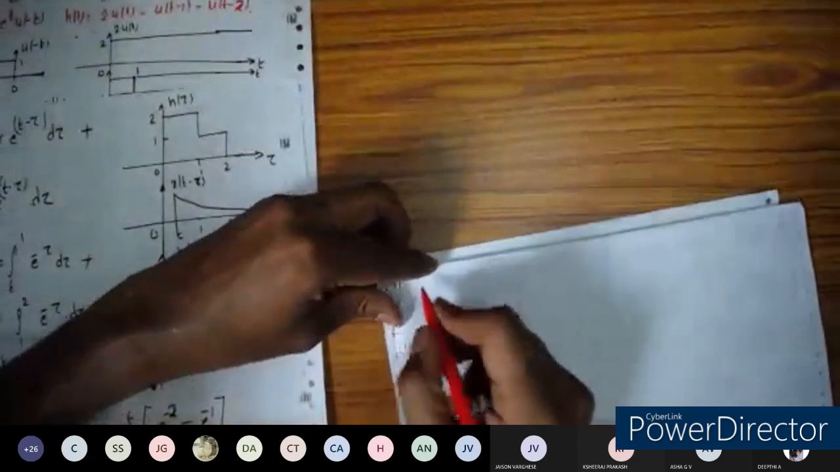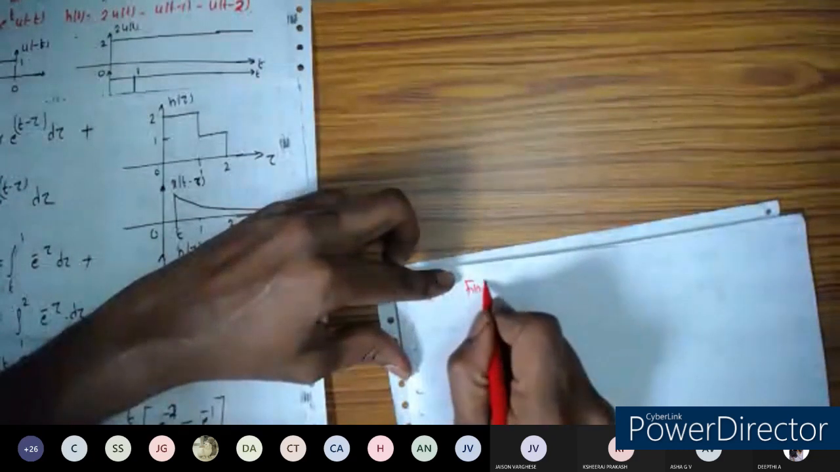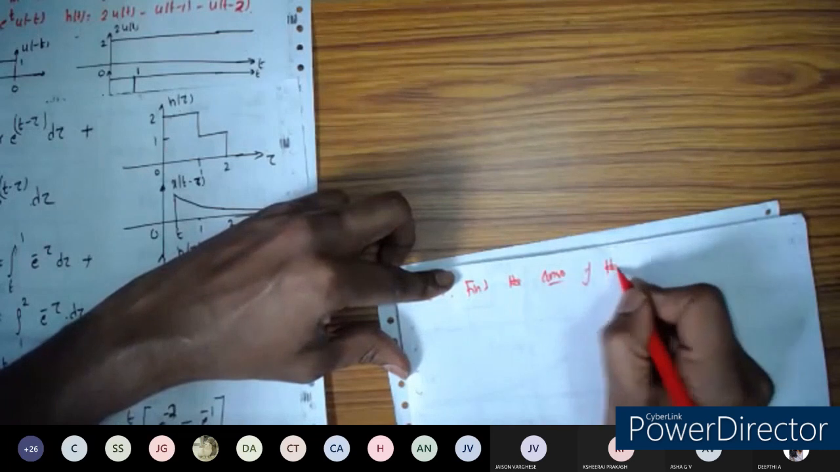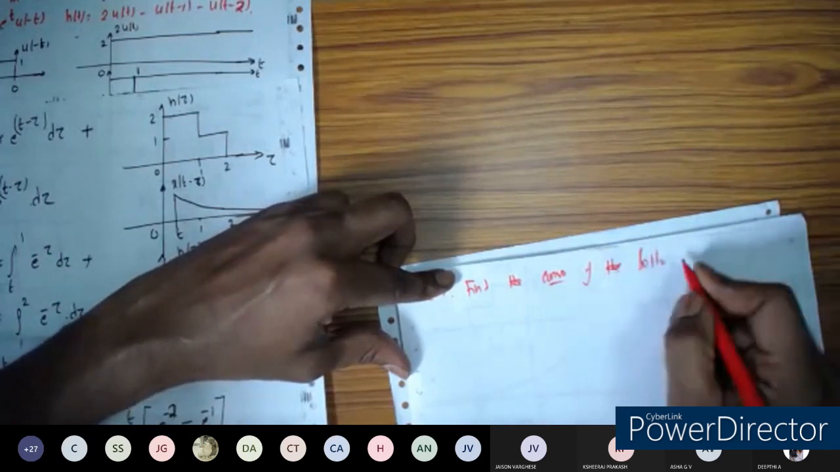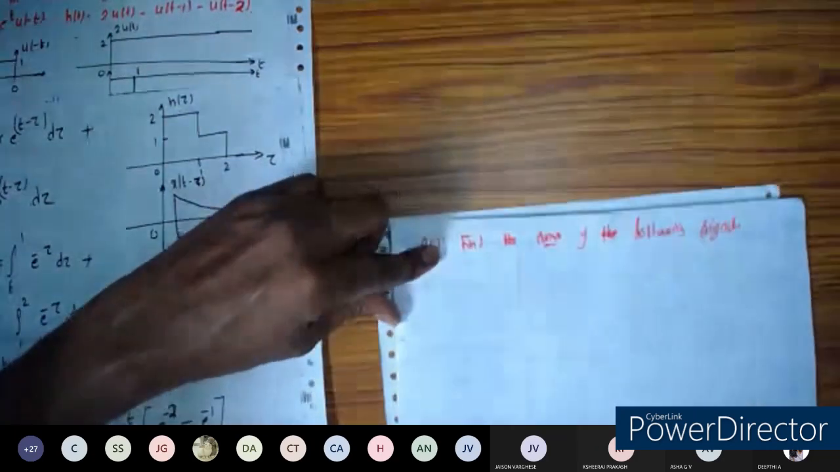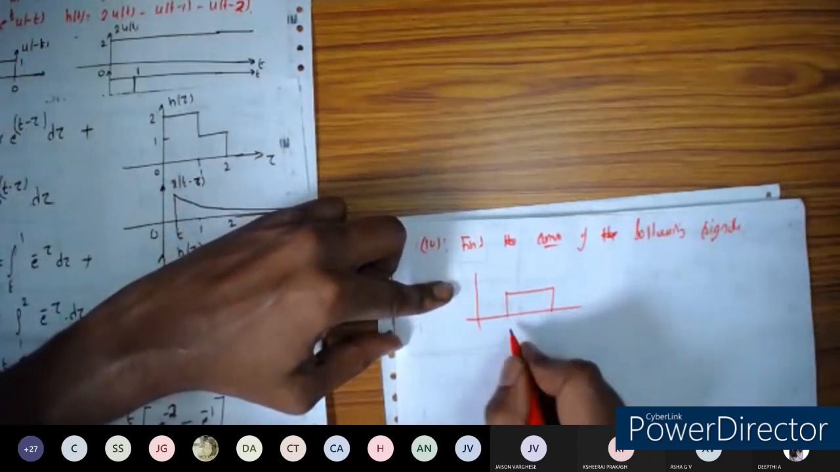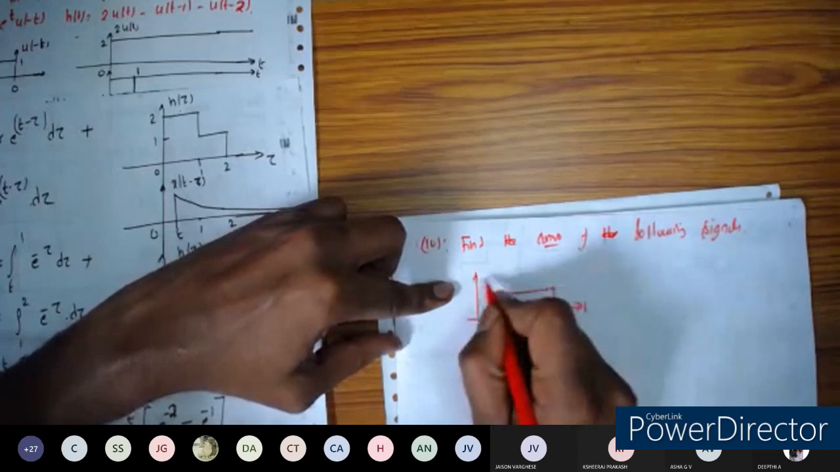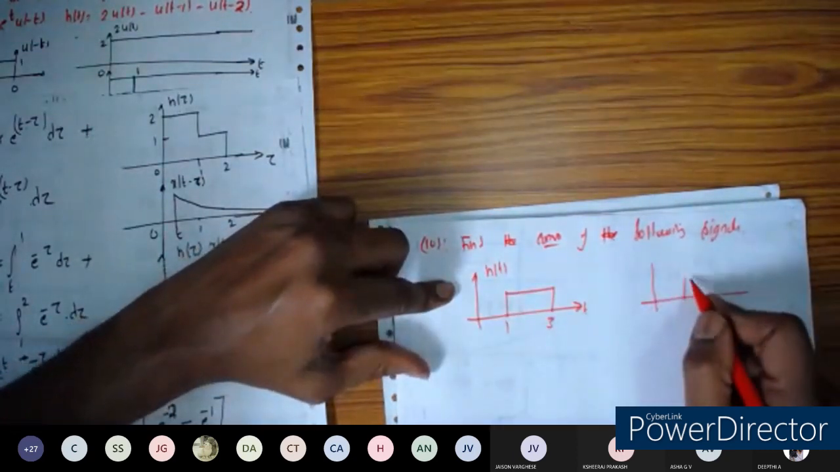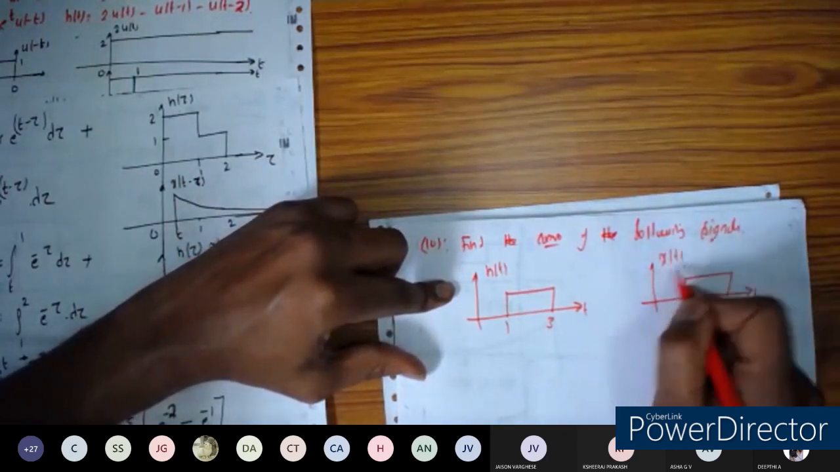So this is the 10th problem. Find the convolution of the following signals. Take h of t, it is from 1 to, so this is h of t, and x of t you can take from 2 to 4. So this is x of t.